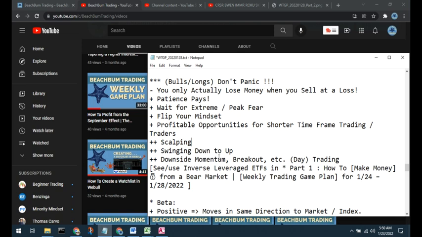If you have to flip the chart upside down, that's one way some people do it, and it works. It's the same patterns, same strategies, etc. It's just the other direction.